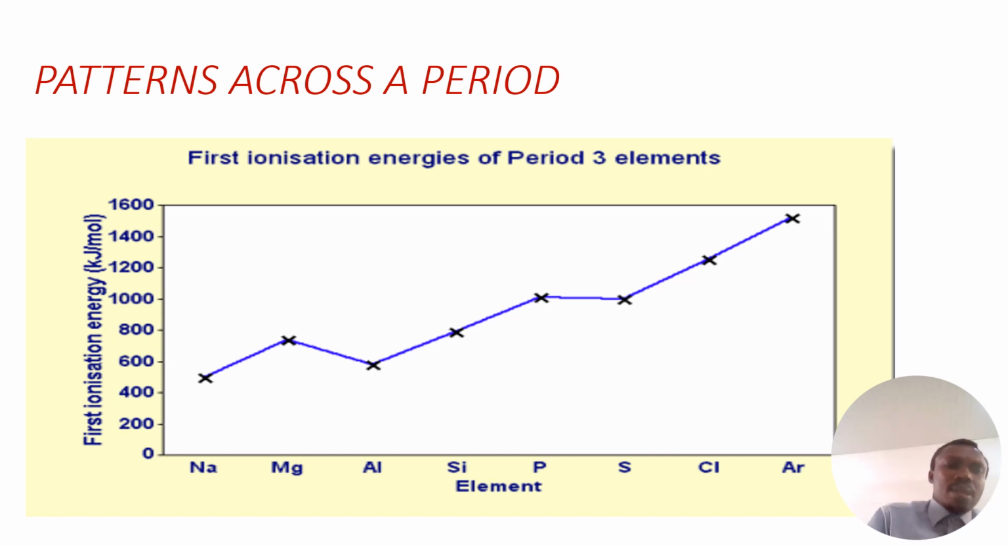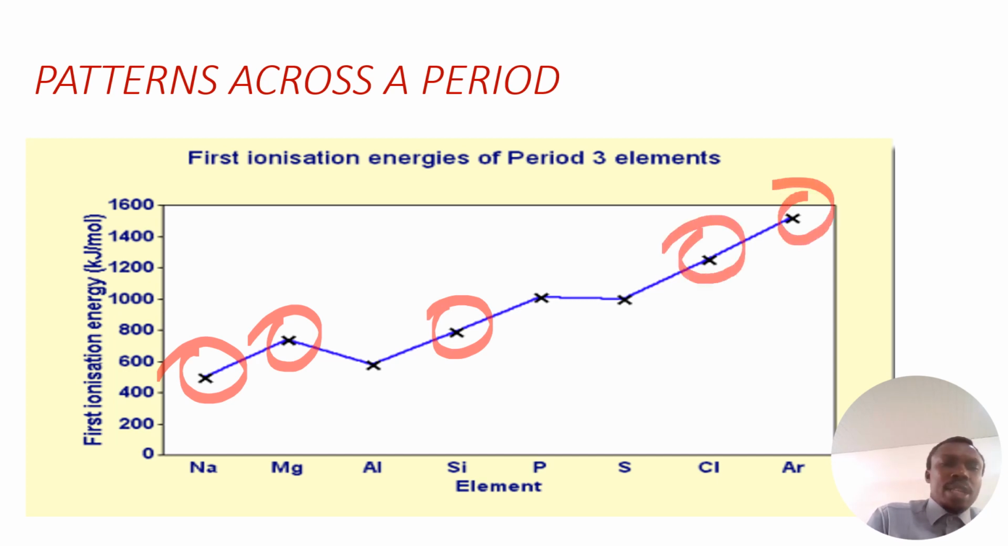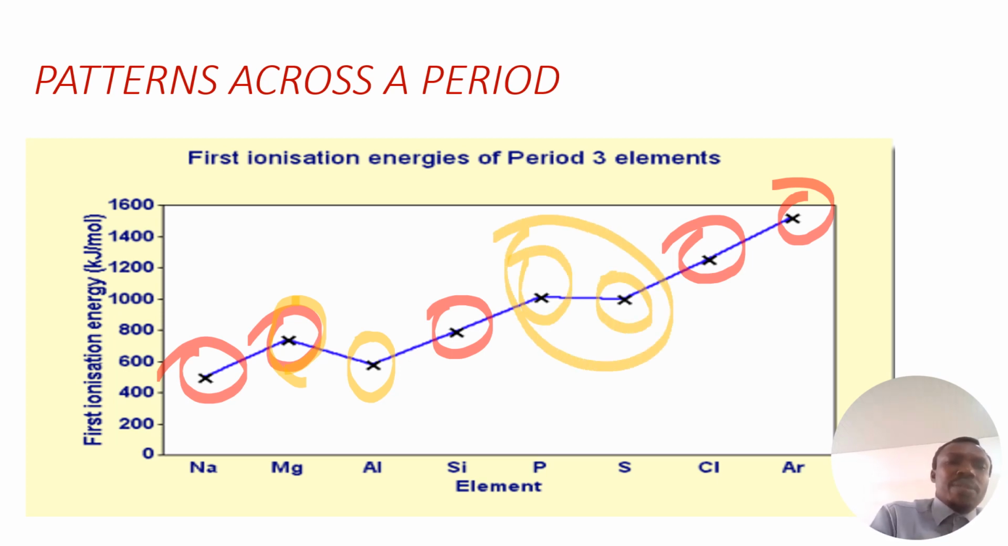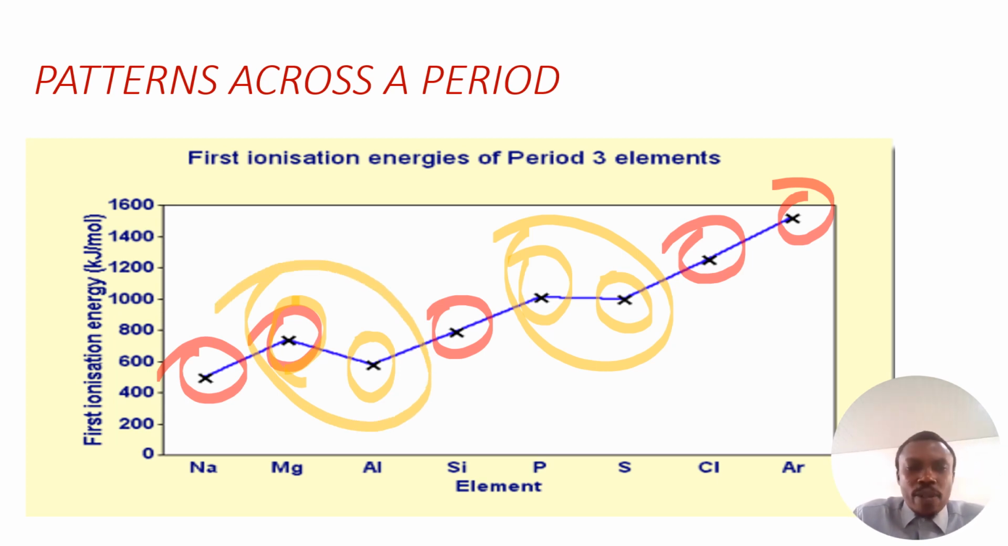If you look at the graph, you discover that as you go across the period, ionization energy increases across the period, going by the normal trend. But there's a deviation: there's a drop in ionization energy between magnesium and aluminium, and between phosphorus and sulfur, which are deviations from the trend. The ionization energy of aluminium is lower than that of magnesium, but going by the trend, it is supposed to be higher, because the atomic number of aluminium is 13, while that of magnesium is 12.